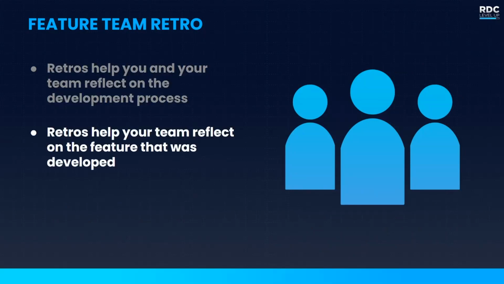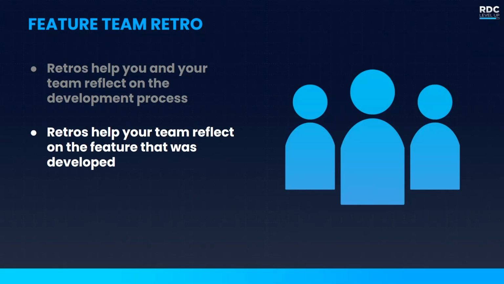So retros help your team reflect on the feature that was developed. Did it meet our expectations? Was this the feature that we set out to make? Are there any core features that need to be added or iterated upon in future updates? And where will the feature go from here?